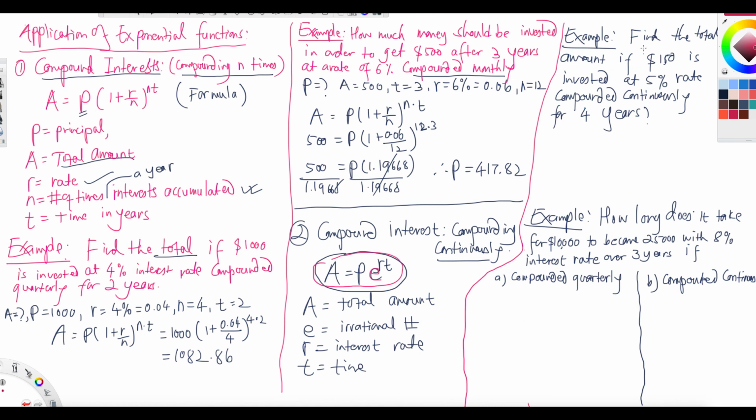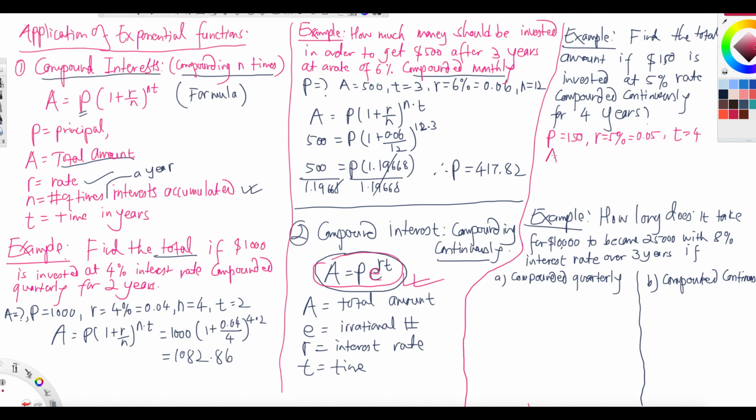Let us do this example. Find the total amount if $150 is invested. What is P? P is 150, right? At a rate of 5%, so r is 0.05. Compounded continuously means we will be using this formula, right? And over 4 years, so t is 4.